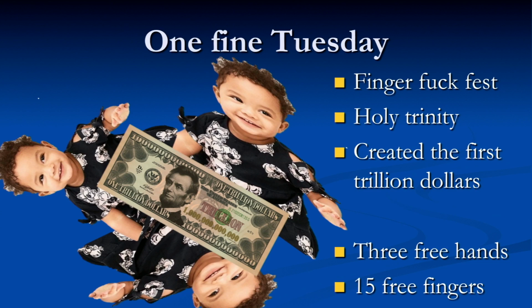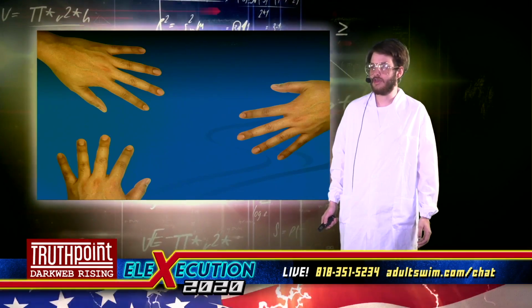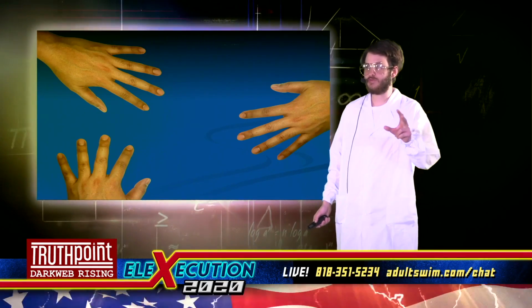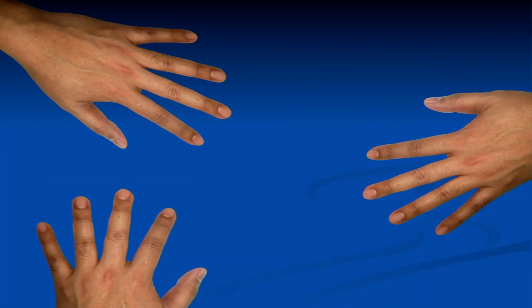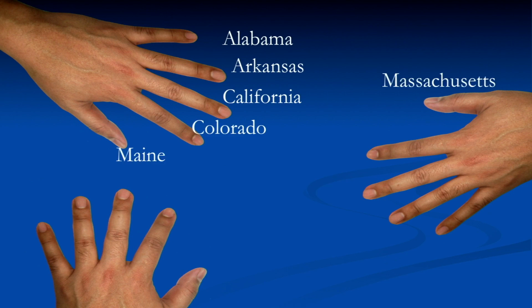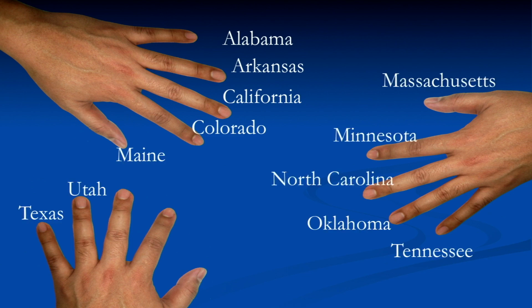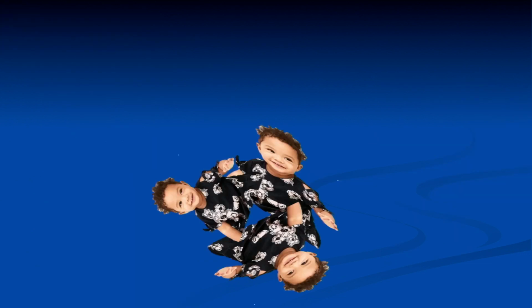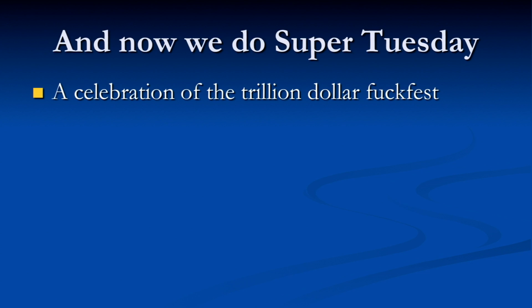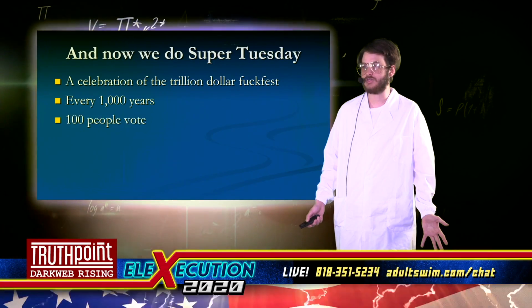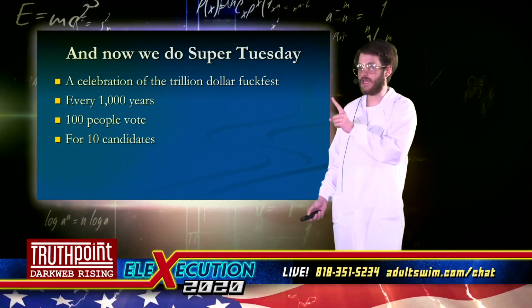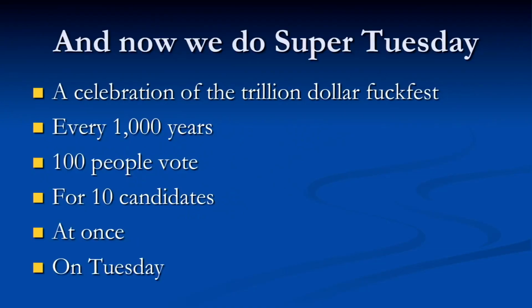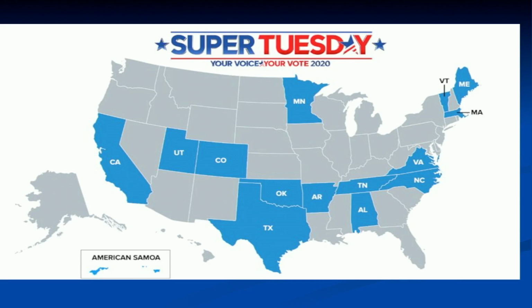Yeah, I see them. And that means that's 15 free fingers, okay? And it just so happened, remember those 50 states from earlier? Yes. Oh, yeah. It just so happened that those were the 15 Super Tuesday states. And there is American Samoa. So Adam and Eve saw this happening, and immediately, in unison, they said, this is Super Tuesday. Okay. Great. And so now we do Super Tuesday, a celebration of the $1 trillion fuck fest. Every 1,000 years, 100 people vote for 10 candidates at once on Tuesday. All right. And that is the Super Tuesday map.